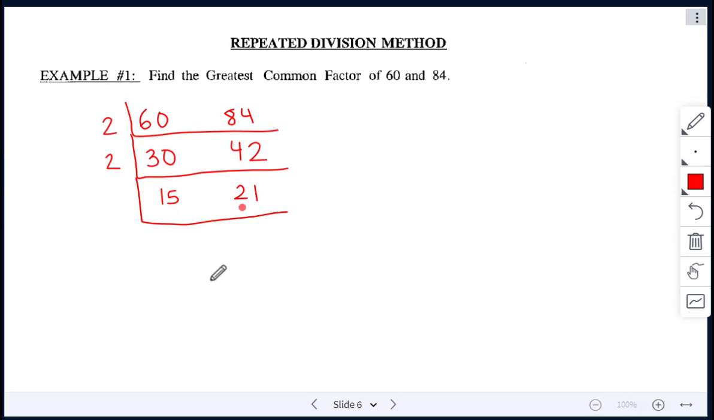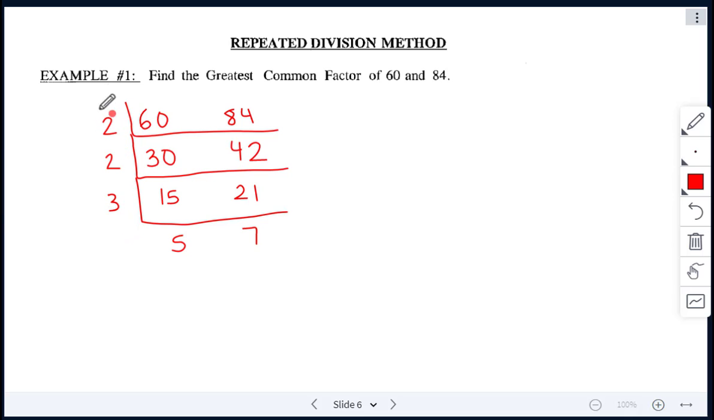Okay, so now we have 15 and 21. They're both odd numbers, but yes, they are divisible by 3. 15 and 21 both are divisible by 3. 15 divided by 3 is 5, and 21 divided by 3 is 7. When there are no other numbers that we can divide by, then we stop. So here is when we stop. 5 and 7, we don't have a number we can divide both of them by.